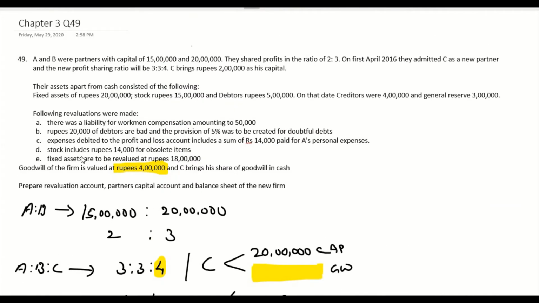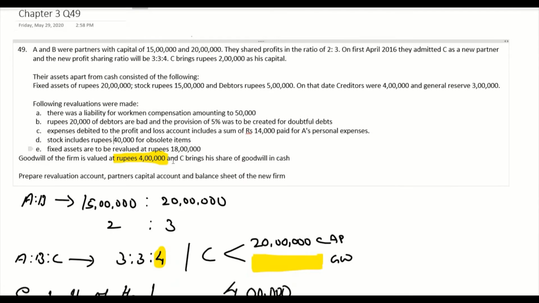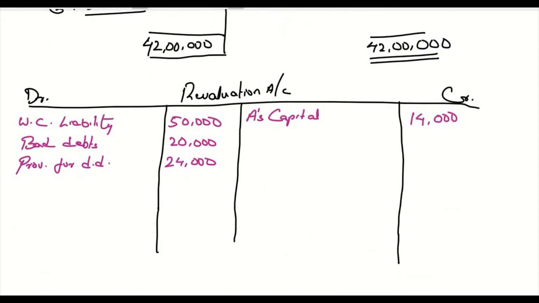Then stock includes rupees 14,000 for obsolete items. It's actually 40,000. There's a mistake in the question. So stock includes rupees 40,000 for obsolete items. That means that much stock is no more useful. So we need to reduce the value of stock by 40,000. Stock 40,000.